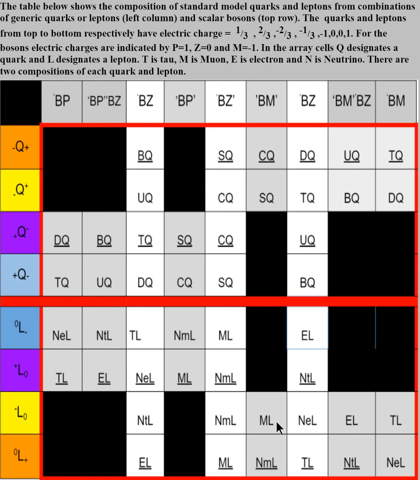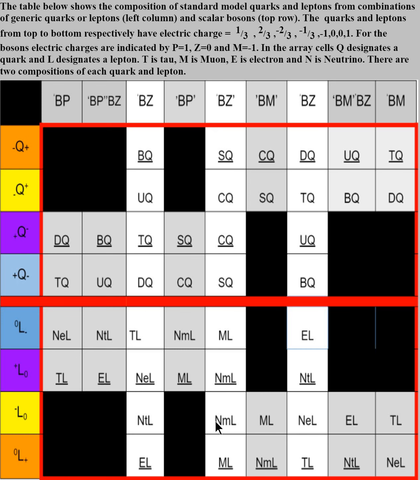So here we have now the muon, but this time the muon is being composed with a scalar -1 boson and a 0 electric charge lepton. So leaving a -1 charge on the lepton and the prime contribution of the scalar boson determines its generation.